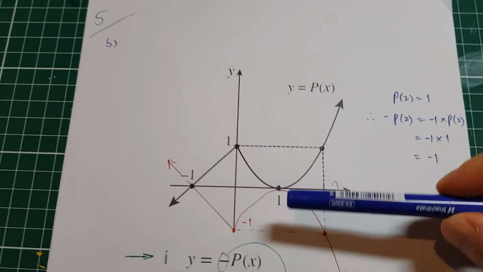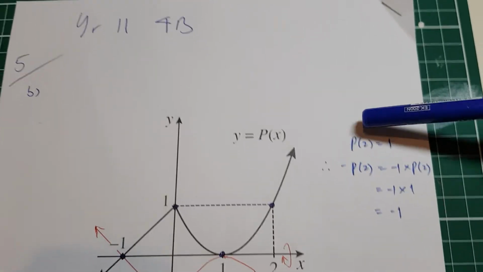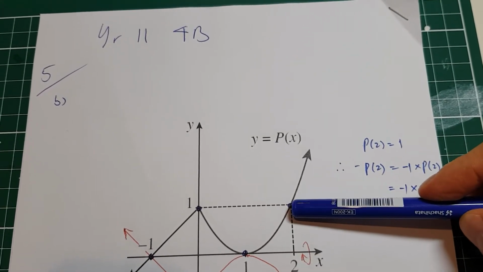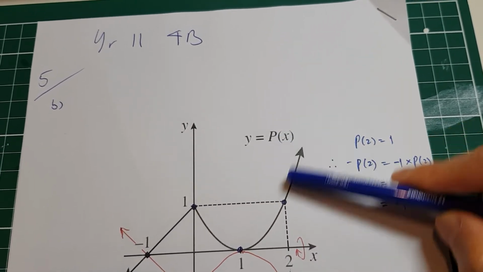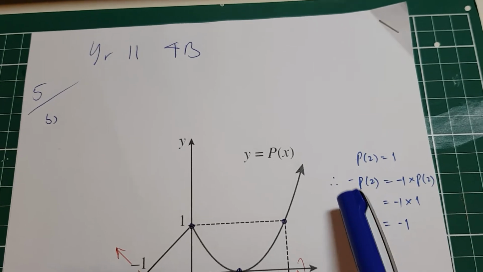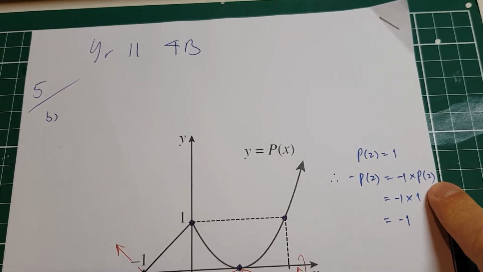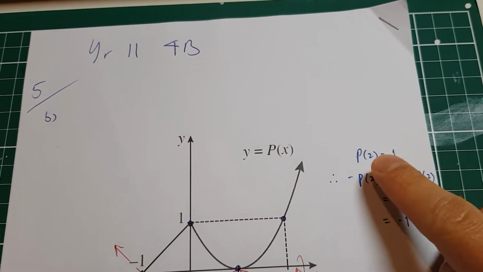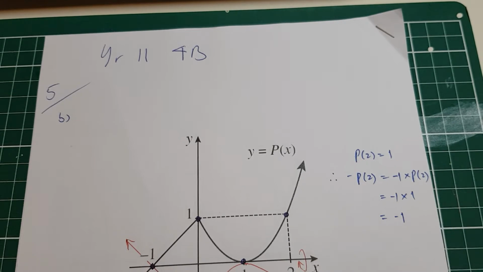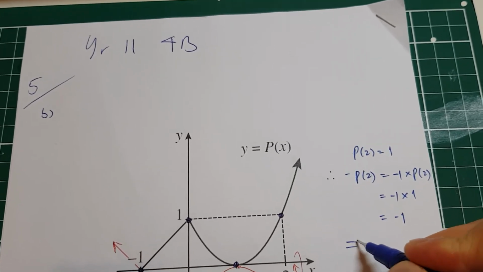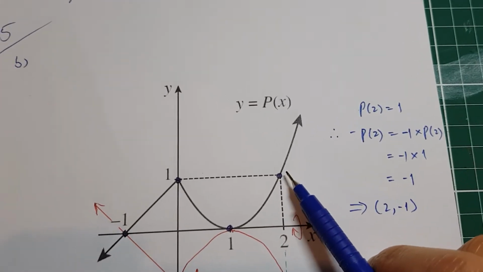Because, let me show you one case. So here, negative px. We know from this graph, p of 2 is equal to 1, because it's 2, 1, according to that graph, okay? So negative p of 2 means negative 1 times p2. What's p2? Well, that's 1, so it's negative 1. So the new coordinates are now 2, negative 1 rather than 2, 1 as in the old world.